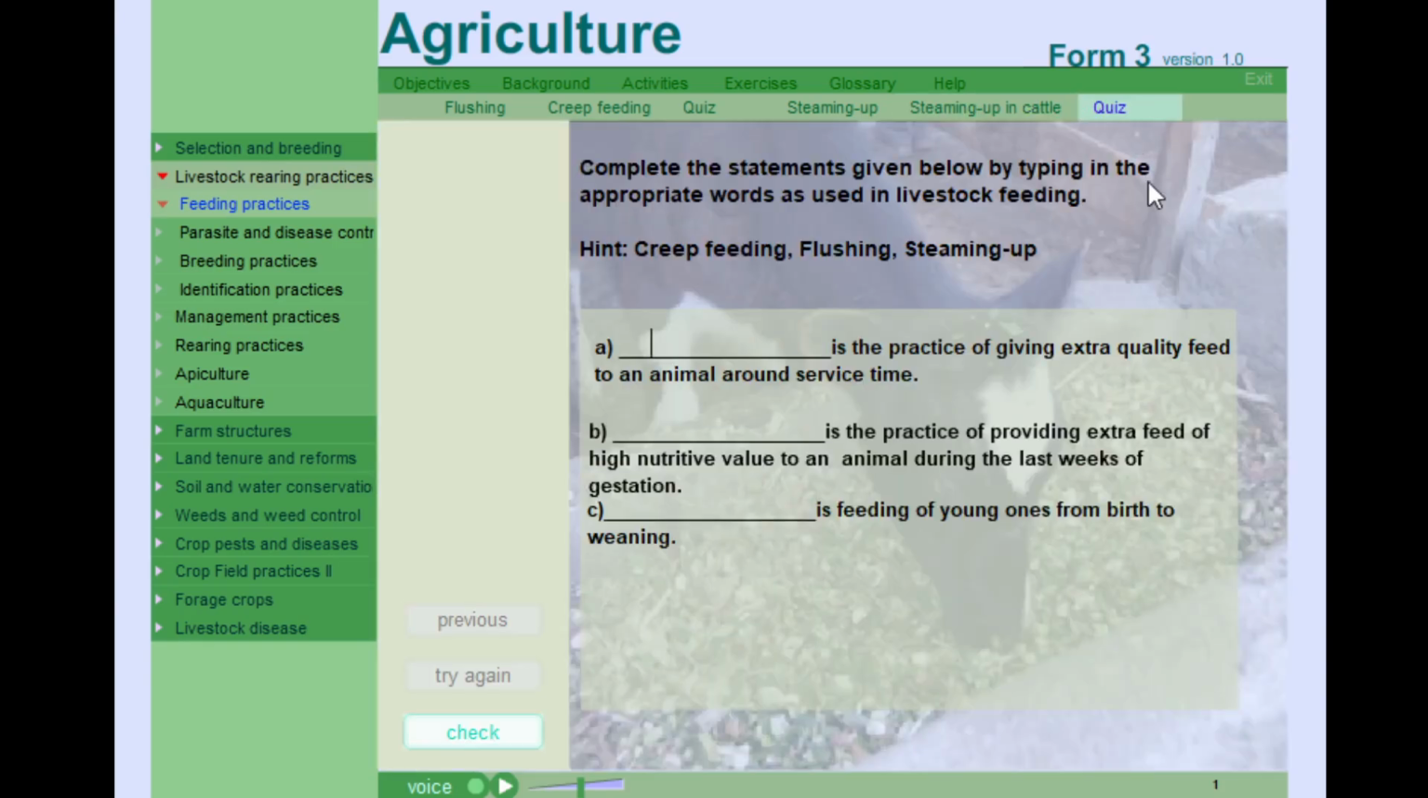Complete the statements given below by typing in appropriate words as used in livestock feeding.